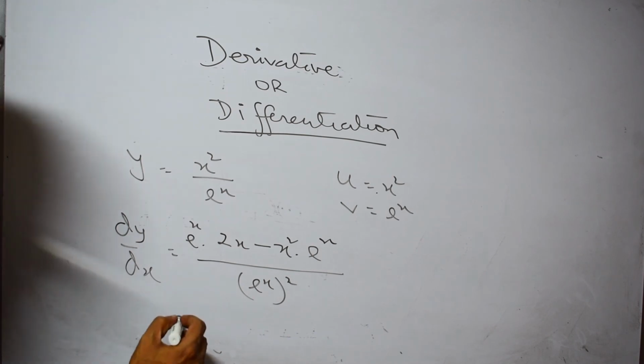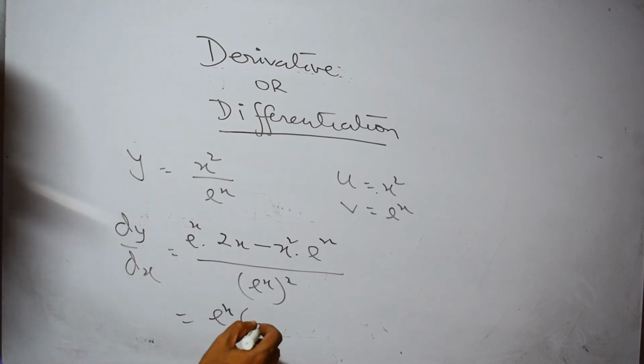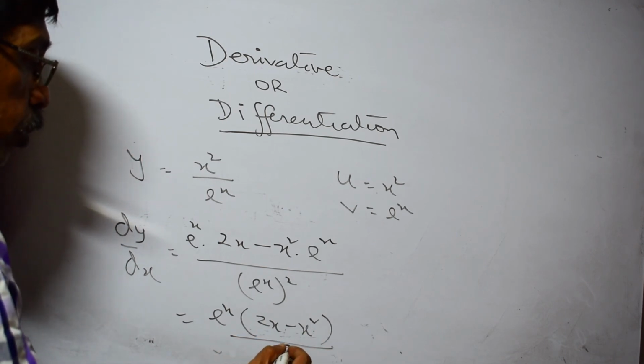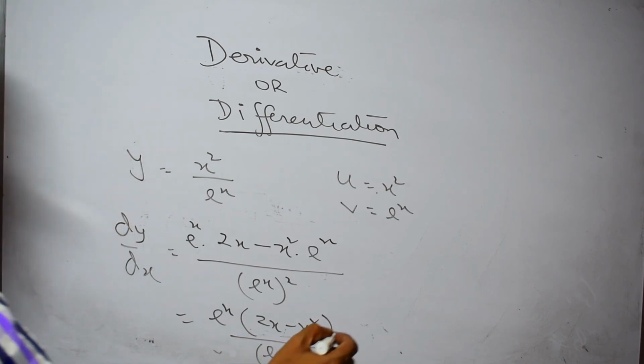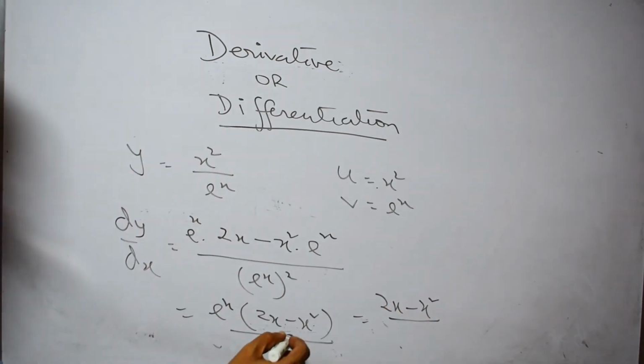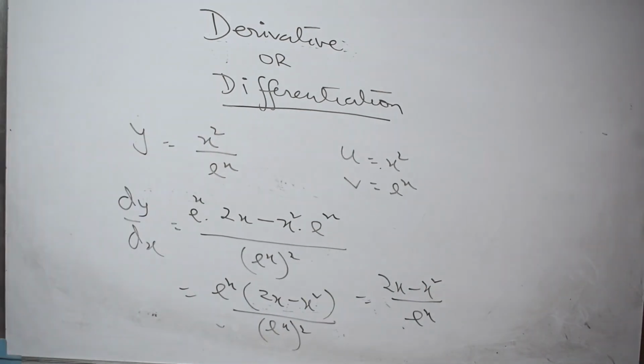So now we have the result. If I take e to the power x common, that is 2x minus x square, and the denominator is e to the power x whole square. So the final result we can write as 2x minus x square in the numerator, by e to the power x, since one e to the power x is cancelled.